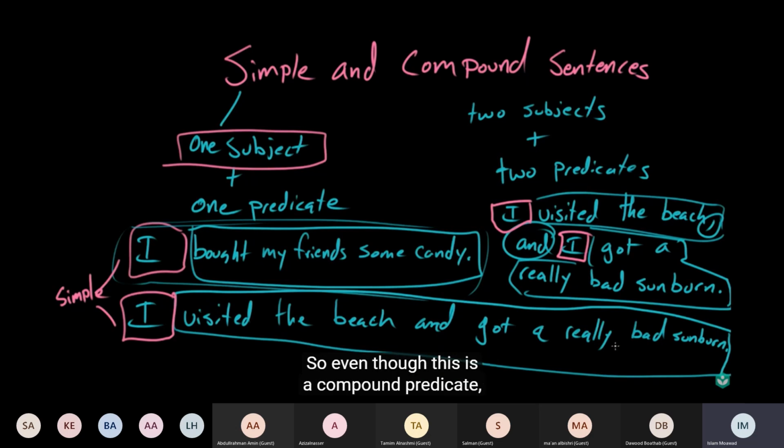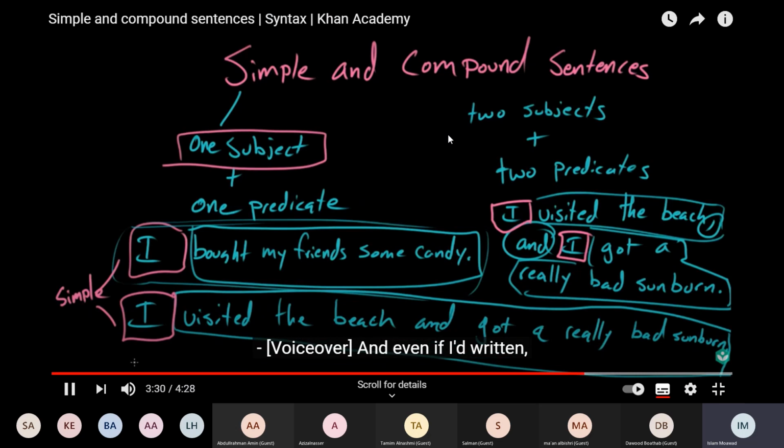Even though this is a compound predicate, it's technically one predicate. Guys, in that part there's confusion. It said, "I visited the beach and got a sunburn." That part, the blue part, is just one predicate, but we call it a compound predicate.